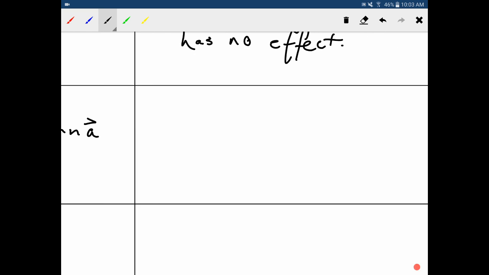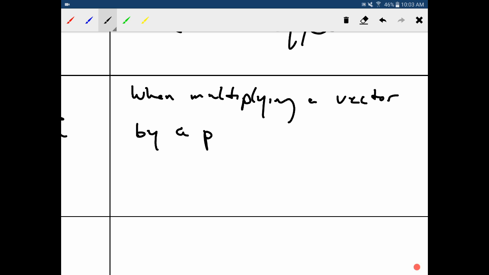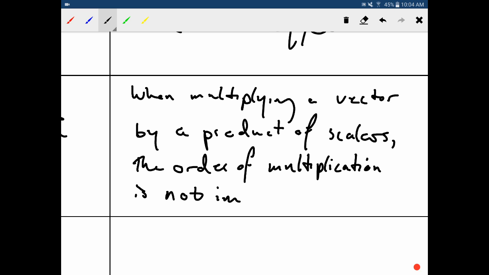So when multiplying a vector by a product of scalars, the order of multiplication is not important.